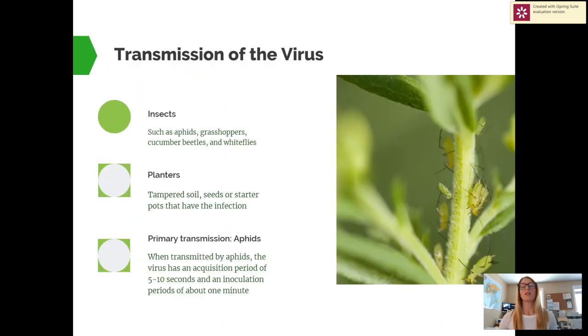Transmission, my favorite. The transmission of the virus can happen through insects such as aphids, grasshoppers, cucumber beetles, and whiteflies. Plants might also become infected through tainted soil, seeds, or starter plants that may have been infected with this virus. CMV tends to be primarily spread by aphids. When it's transmitted by aphids, the virus has an acquisition period of 5 to 10 seconds and an inoculation period of just 1 minute.